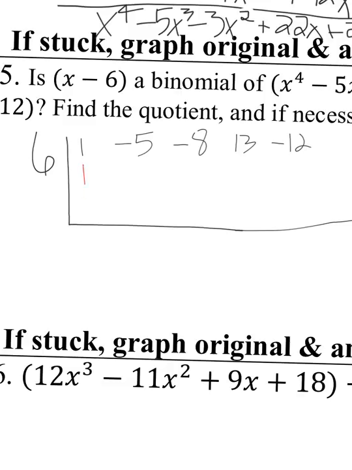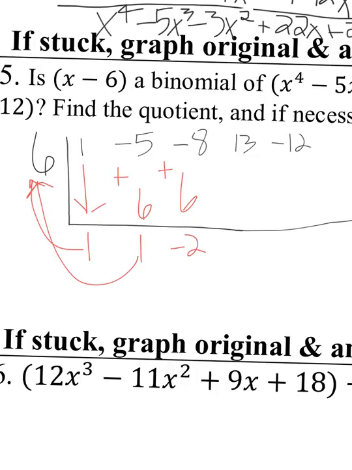Now that's done. So you bring down the first number, you get 1. And then you multiply to the outside. 1 times 6 is 6. So I'll put that here, and then I'll add those two together. -5 plus 6 is 1. So I'll multiply that to the 6, and that'll get me 6 again. So -8 plus 6 is -2. So I'll multiply the -2 times the 6, and that'll give me -12.